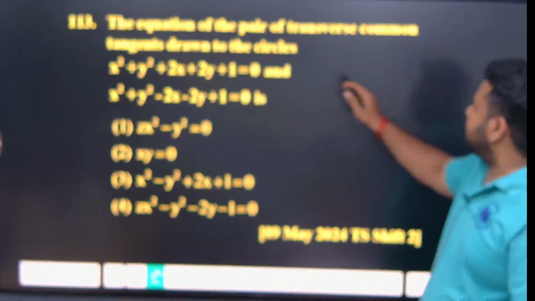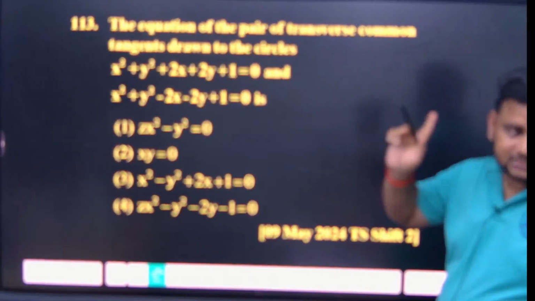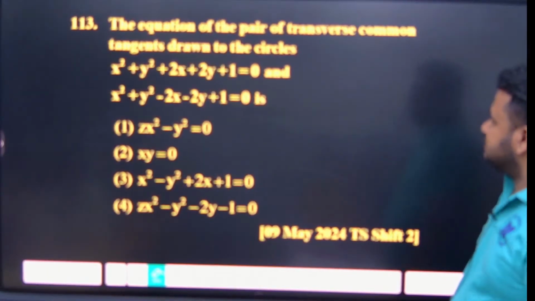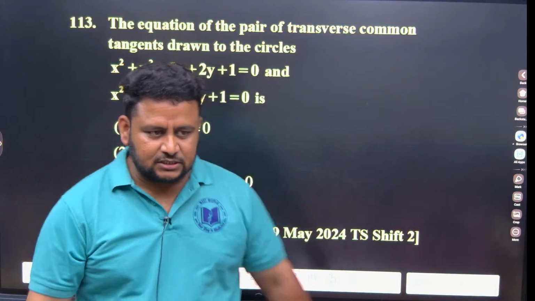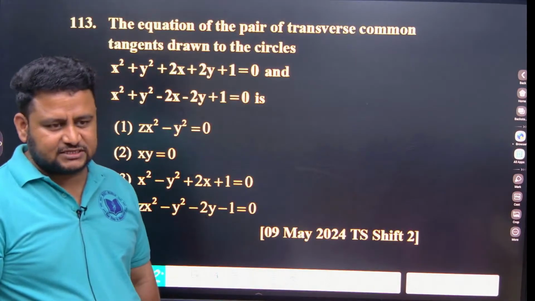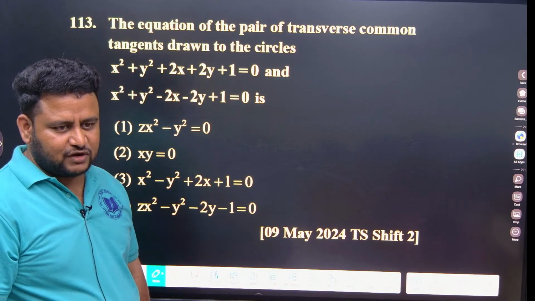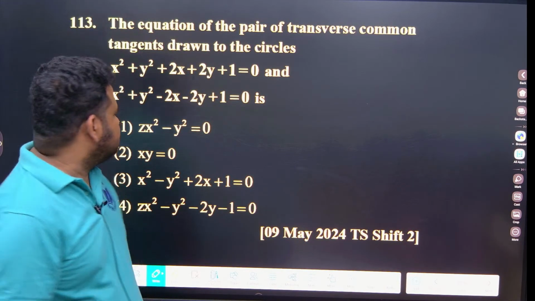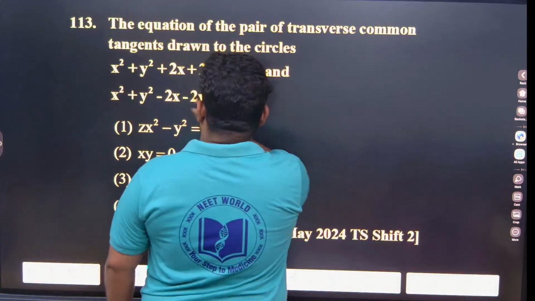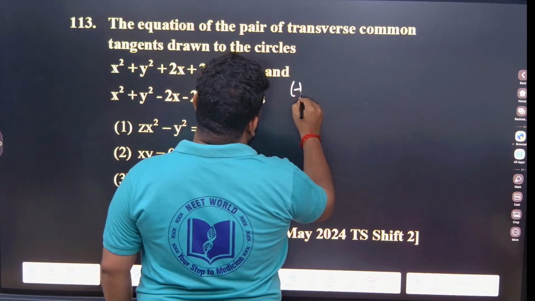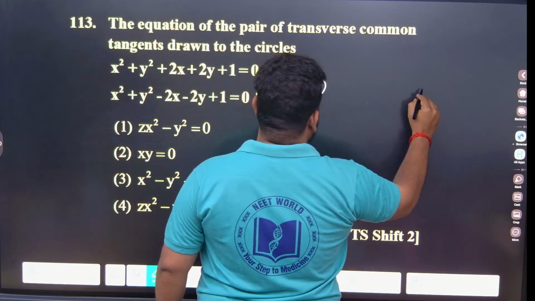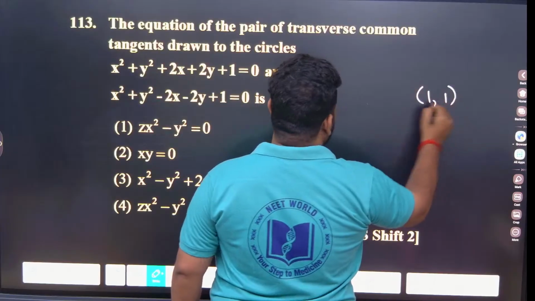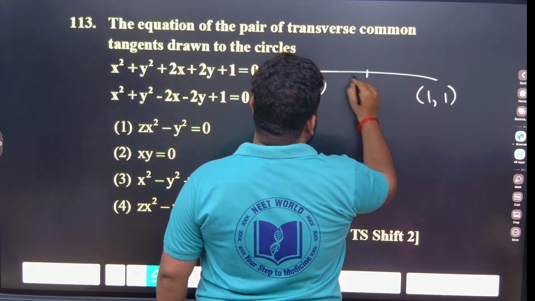The equation of pair of transverse common tangents drawn to the circles. So they are talking about transverse common tangents. Transverse common tangent, what did I tell you? It divides the circle centers in the ratio of what? R1 is to R2. So center of this circle is what? Center of this circle is minus 1 comma minus 1. Center of this circle is what? 1 comma 1. This is center. It will divide it in the ratio R1 is to R2.